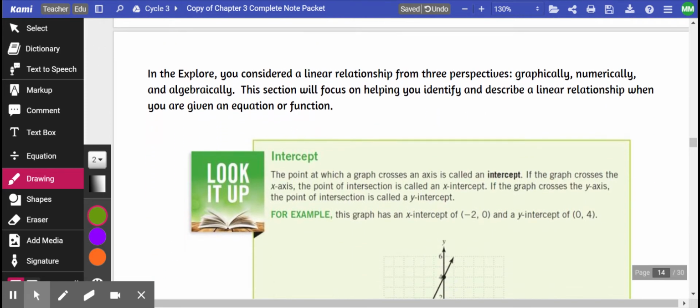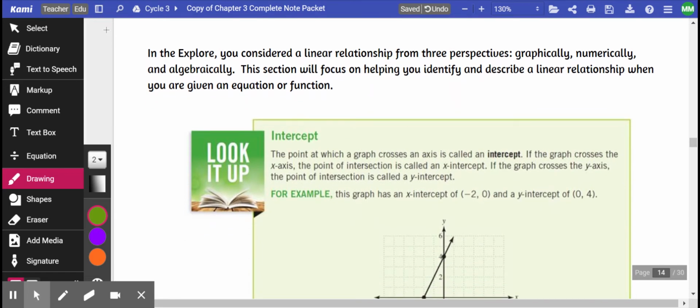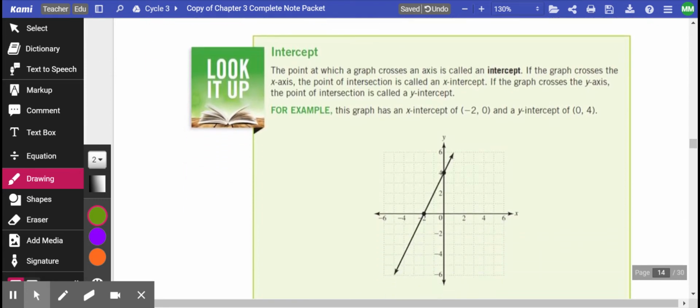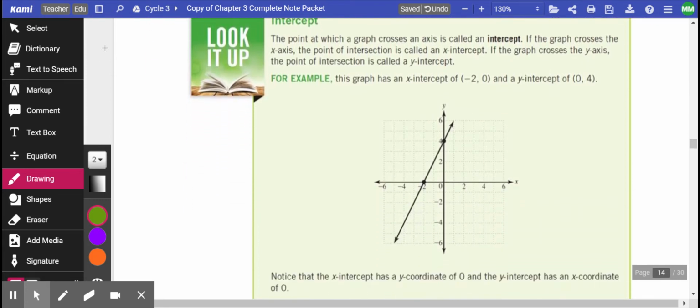Okay, so in the Explore activity, you considered a linear relationship from 3 perspectives. We looked at it using a graph, we looked at it numerically in a table, and we also used an equation to look at it algebraically. So we're going to be able to look at different representations of equations or functions. All right, so the first definition that we have, we've already gone through slope from section 3, but we're also going to be looking at an intercept.